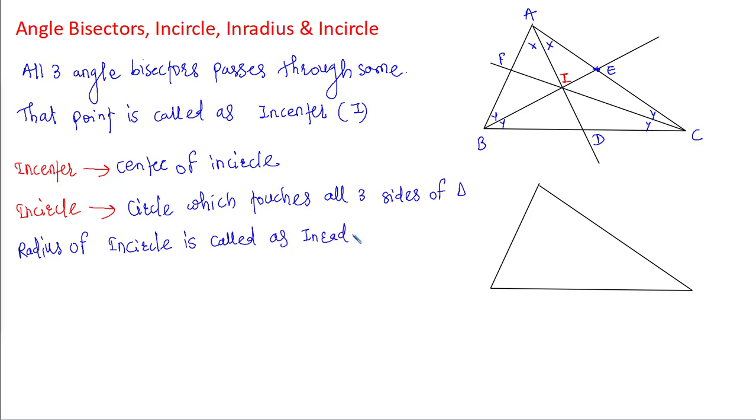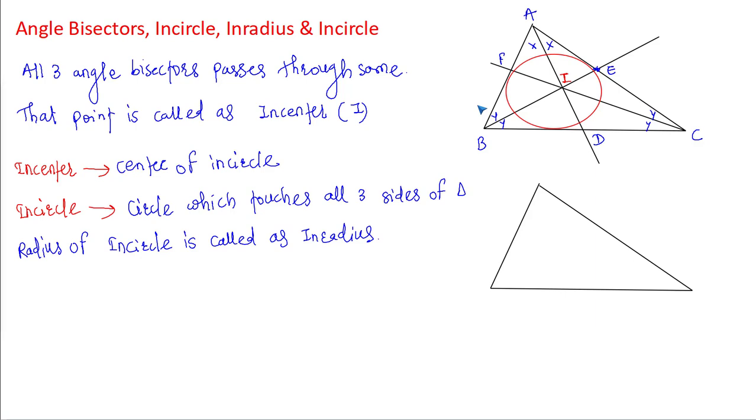So let me show you how an incircle looks. An incircle is a circle which touches all 3 sides of a triangle like this. The diagram is not drawn to scale. And what is the incenter? Incenter is the center of the incircle, and the radius of the incircle is called the inradius. So this is all about angle bisectors and the incircle.